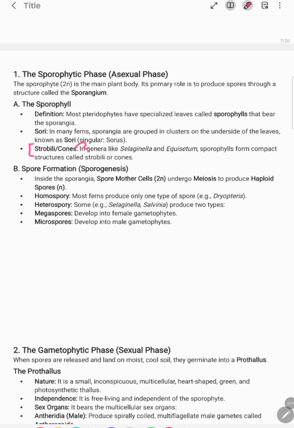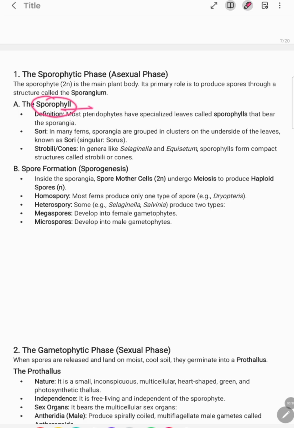Now, what is strobili? This is an exception: in some genera like Selaginella or Equisetum, the sporophylls form a compact structure called strobili. When these sporophylls form the compact structure, it leads to the formation of the strobili, or you can say cone. Now we are clear with these three terms: sporophyll, sori, and strobili or cone.